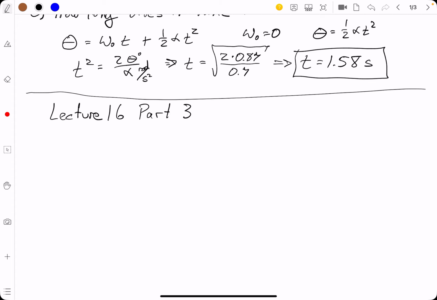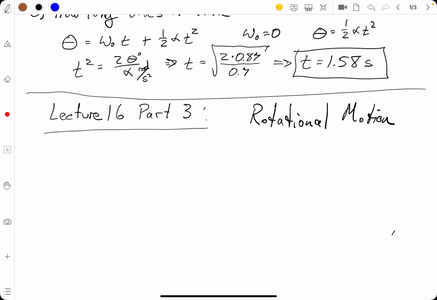So let's get going. Lecture 16, Part 3. What are we talking about? We're talking about rotational motion and things rolling around and torques and all of those fun things. So when you have rotational motion, then we have energy.